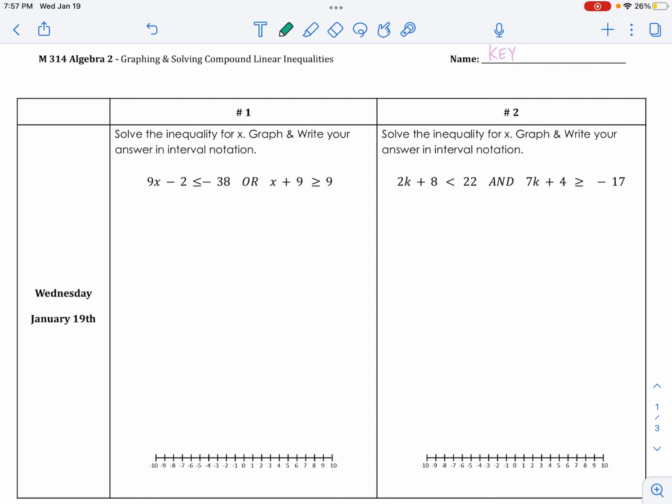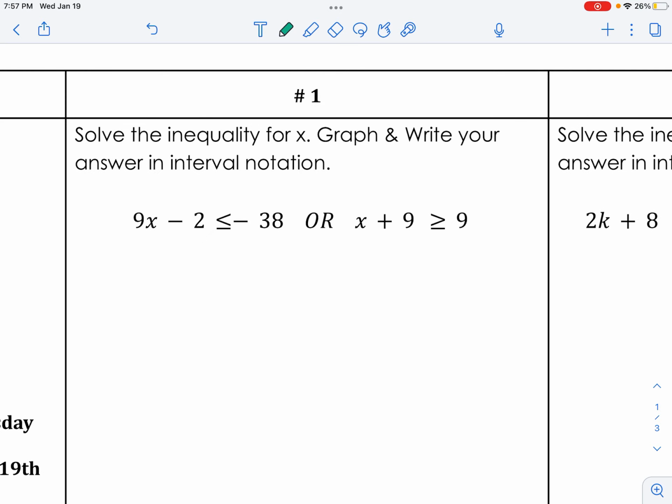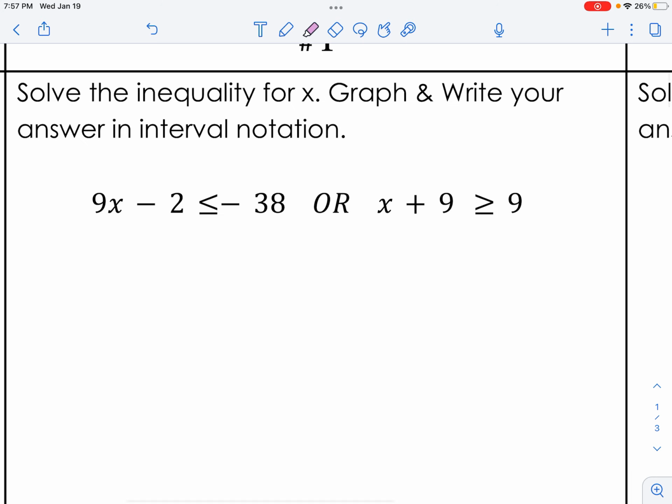All right, so we're going to start with number 1. Solve the inequality for x. So this is what we went over on Tuesday. We started doing compound linear inequalities. So first off, I want to solve. I know this is an OR problem, so I'm just going to start on the left, okay?